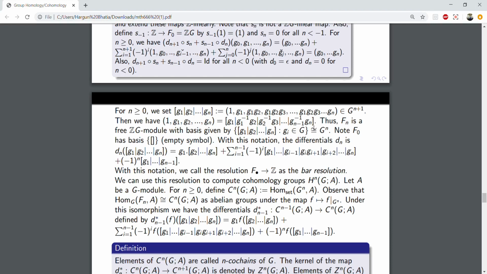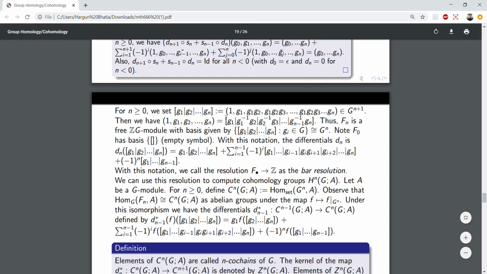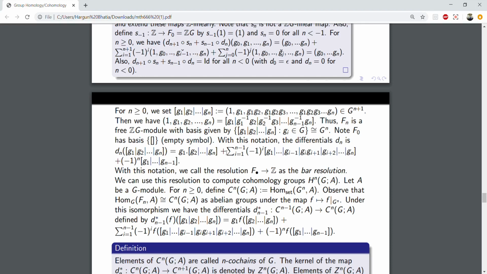Now of course with this, Fn is a free ZG module. Since Fn is generated by these, these are the basis elements of Fn as a ZG module. Under these symbols, this is a ZG module with basis given by these. I mean, this is an n tuple of G, right? So this is isomorphic to G to the n as a set. Of course, F0 in this case has basis given by this empty symbol. There's nothing here, but that's fine because F0 is ZG itself. It's only one element to generate as a ZG module, which is this empty symbol in this case.